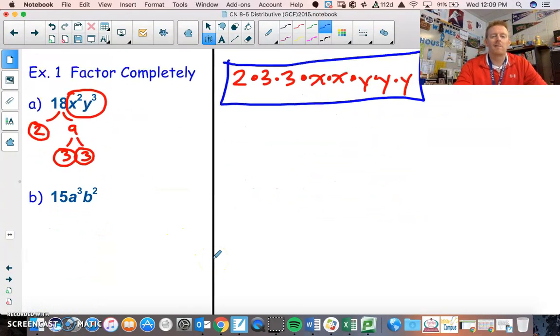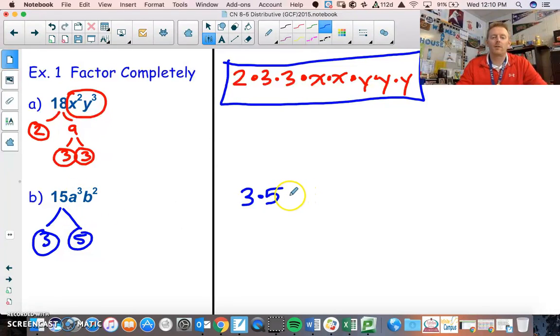So maybe you want to hit pause, try this one on your own and see what it looks like. So we do 15a to the third power, b to the second. You're going to break down 15 into its prime numbers. So that's a 3 and a 5. And you can't break either of those down further, so it just becomes 3 times 5. So my answer so far has a 3 times 5.